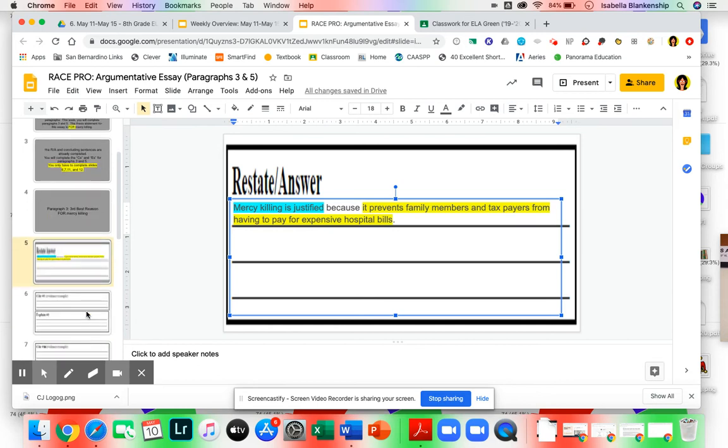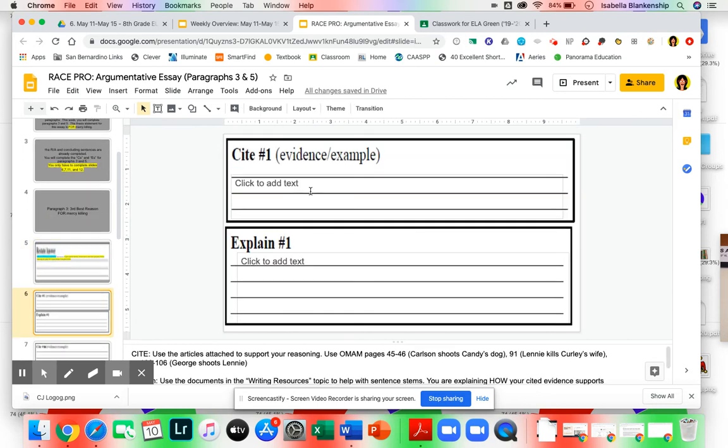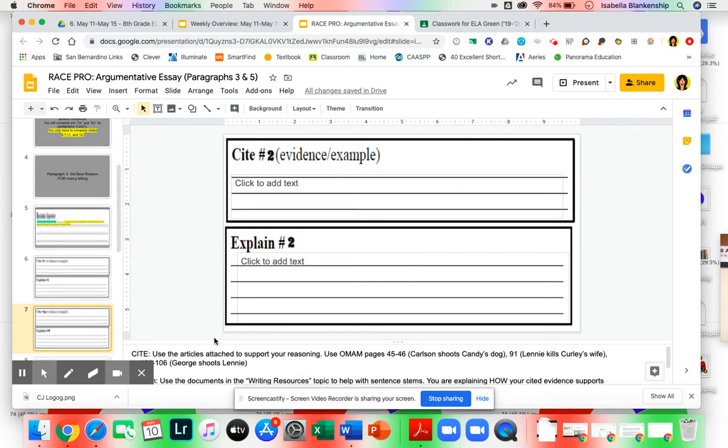Our next slide asks us to cite evidence. Now, where are we going to look for evidence? How are we going to find evidence? What evidence am I talking about? If you look back to your Google Classroom, you will see that there are sources listed. You can also look down here. It tells you for cite, use the articles attached to support your reasoning. Use Of Mice and Men, pages 45 to 46. That's when Carlson shoots Candy's dog. Page 91, Lenny kills Curly's wife, or pages 104 to 106, George shoots Lenny.